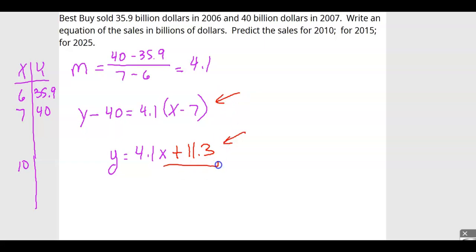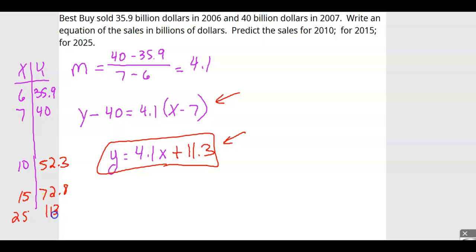And if you simply take this y equals mx plus b, you can literally look at year 2010, which is 52.3, and year 2015 would be 72.8. And 2025 would be $113.8 billion. And we're just making predictions. Obviously, Best Buy may not be doing this. These are just predictions based on the model of growth.